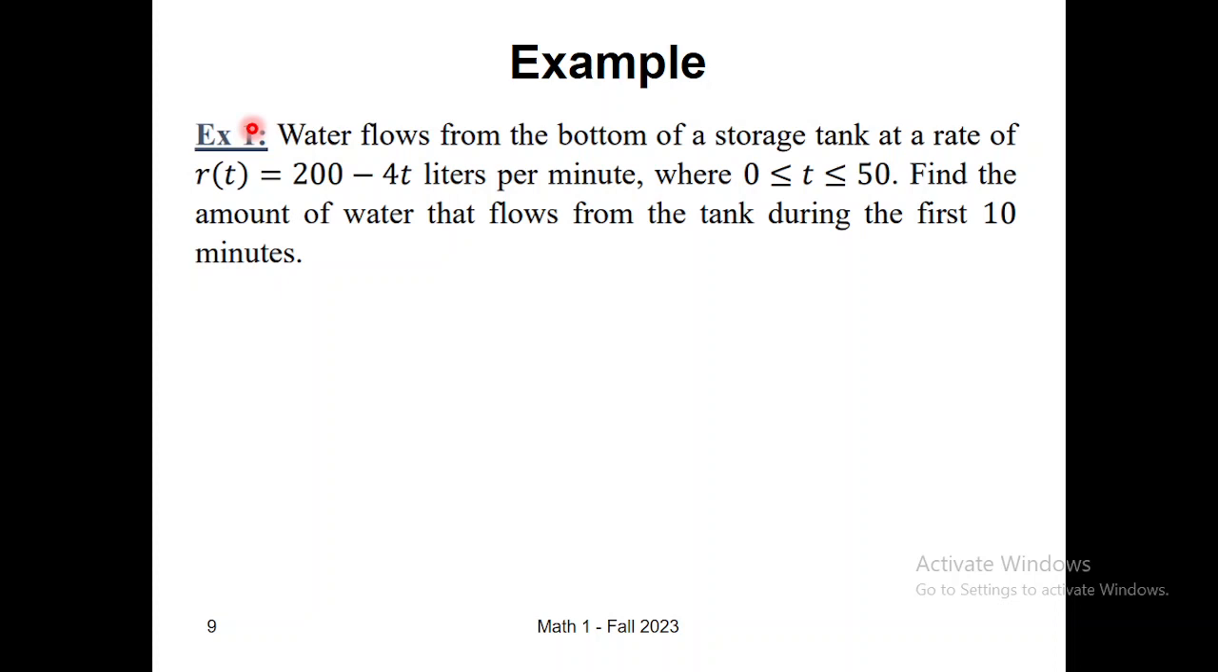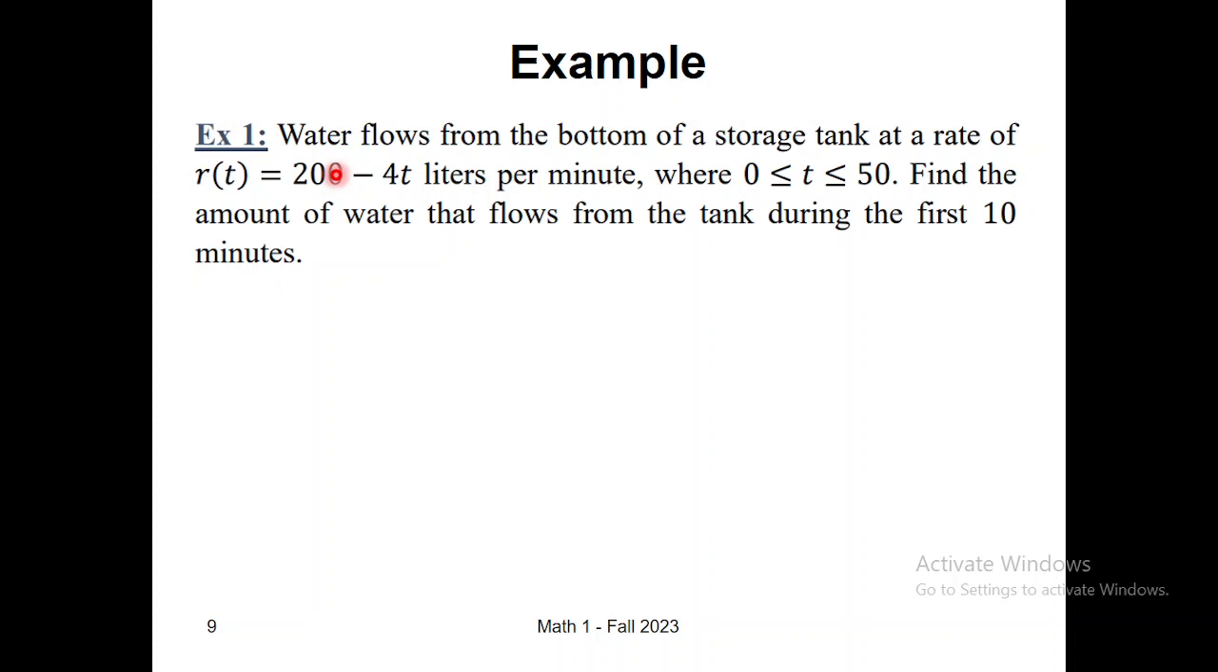Let's consider an example based on the fundamental theorem of calculus to present the net change. Assume that water flows from the bottom of some tank, described by this rate. This is the rate of change by which this fluid flows from the bottom of the tank. This rate actually represents the derivative of the volume function, because the volume function represents the quantity of water in this tank at any time t.